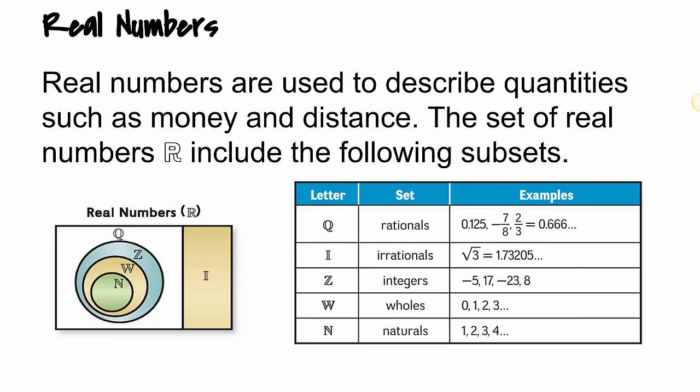Part of the rational numbers, there are three more subsets. First are the integers with the letter Z. Integers can be positive and negative. They are not fractions. Whole numbers, W, can start with 0 and then can be positive integers. And then the natural numbers, not including 0, but positive integers.